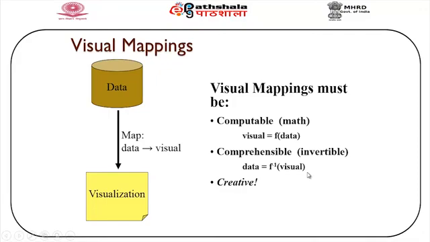Another interesting aspect of visualization is creativeness. The visual that we see on the screen should be creative in nature. So the visual mappings have all these three characteristics. The visual mapping should be mathematically computable. It should be comprehensible in the sense that it is reversible, which means I can convert the data into the visual format and the data from the visual format. And it should be creative in nature also.